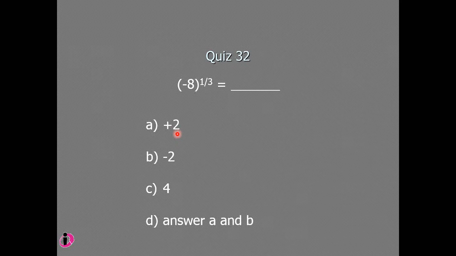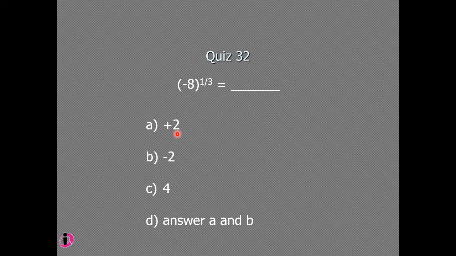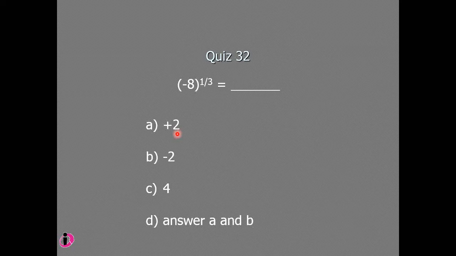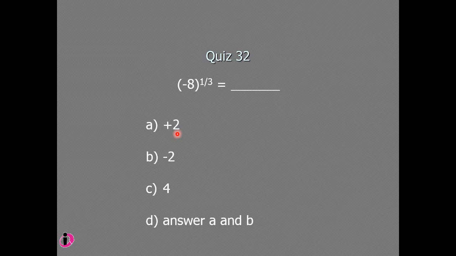Cube root of -8. So you get a number which you multiply 3 times to get -8. Do you see anything there in the list? -2, right? So right answer is B. If you multiply -2 times -2 times -2, that becomes -8, right? So right answer is B.